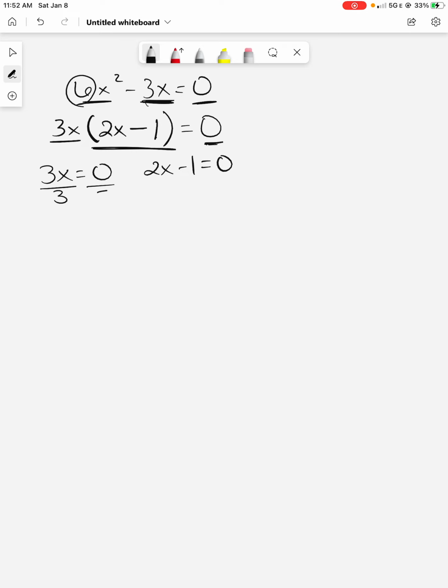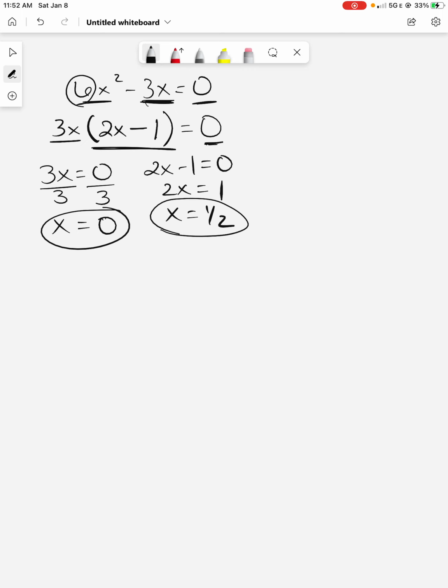We solve for x. On this equation, we divide by 3, so we get x equals 0. Here, I'm going to add 1 to both sides, and then divide both sides by 2. So I get 2 answers to this equation. x can be 0 or x can be 1/2. That's how we solve by factoring.